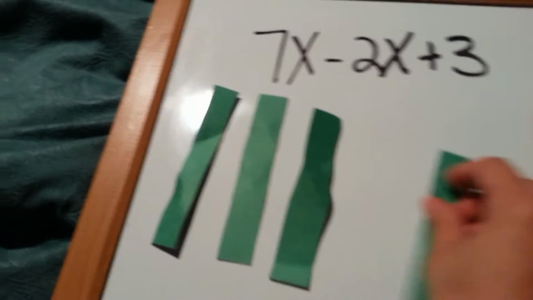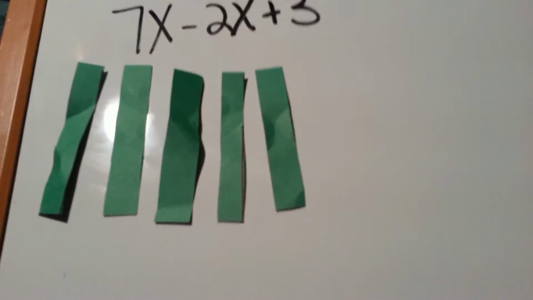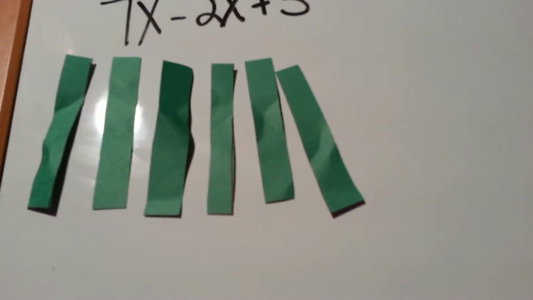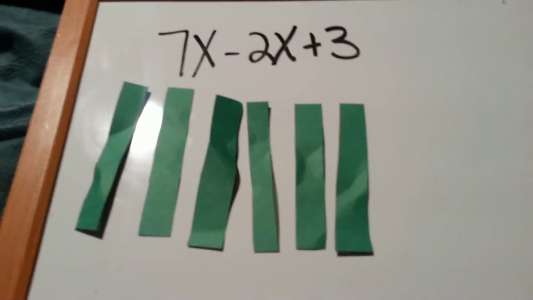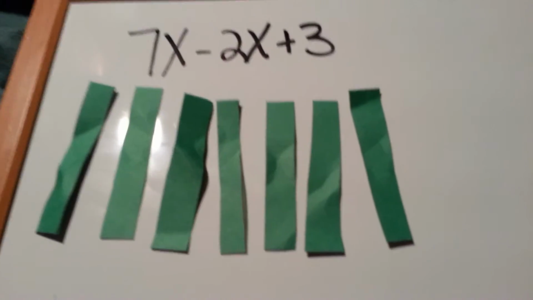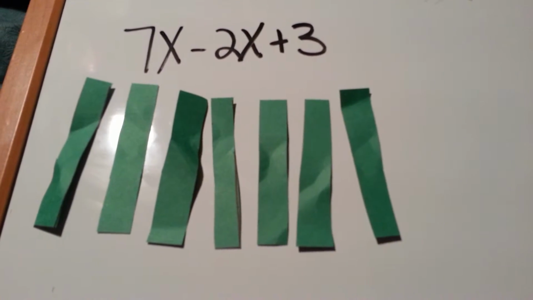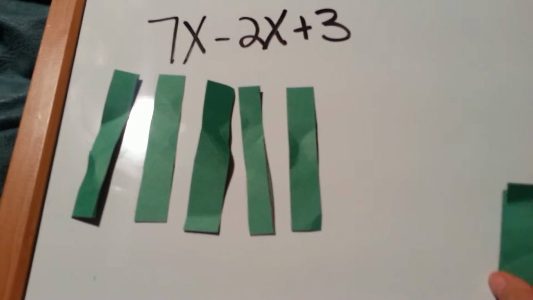1, 2, 3, 4, 5, 6, oops, 7. So I've got my 7 tiles out there, and it says I'm going to take away 2 tiles next. So that's what I'm going to do. I'm going to take 2 of them out.